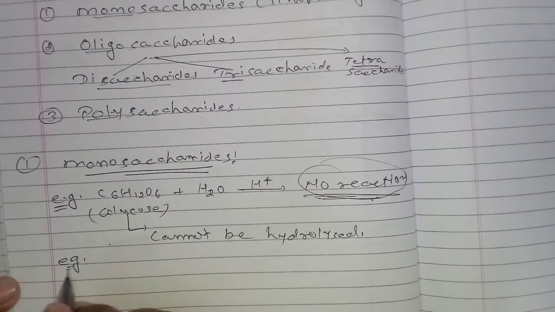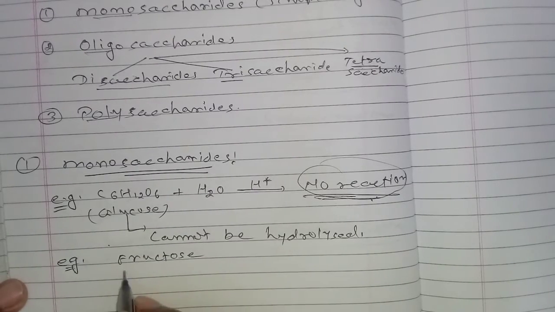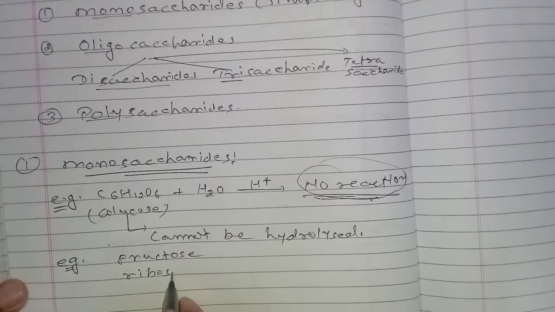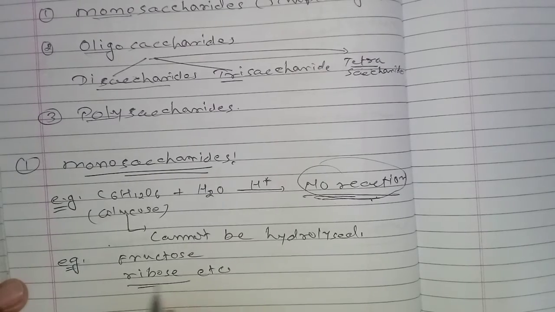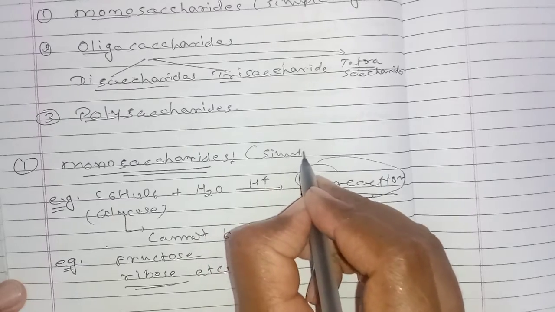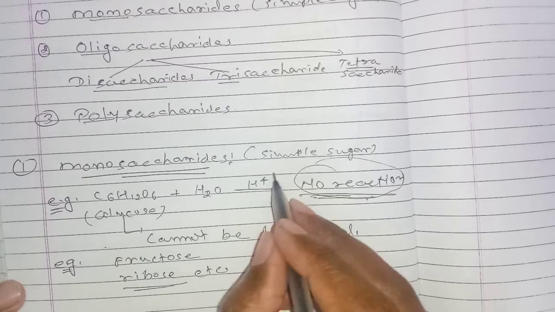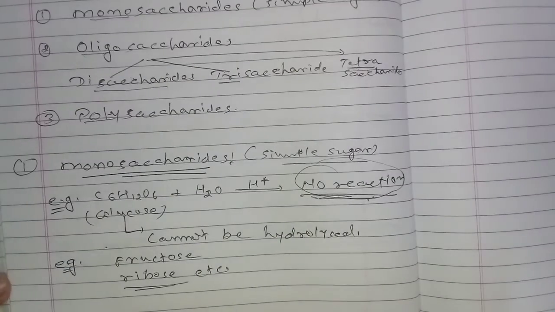Another example is fructose, ribose, etc. These all are monosaccharides, or simple sugars. Okay.